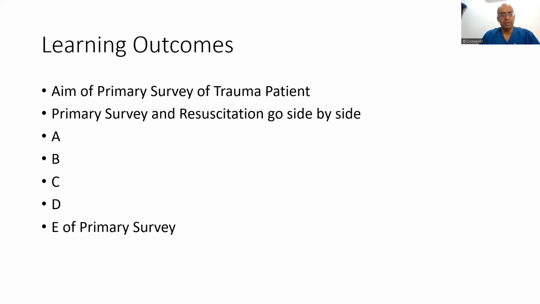Learning outcomes of this track are, first of all, we need to know what is the aim of the primary survey of the trauma patient. Second, the participants should be able to appreciate that primary survey and resuscitation go on side by side. And thirdly, what are the various components of the primary survey and how do we carry out it? Primary survey has A, B, C, D, and E components, and what does this alphabet stand for?